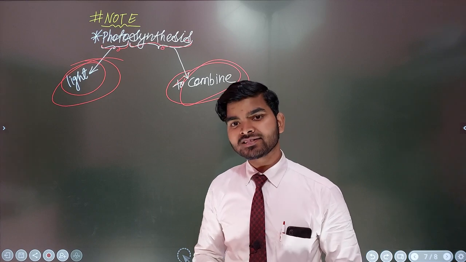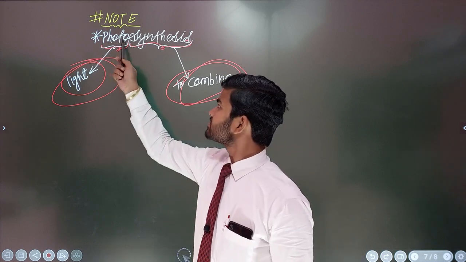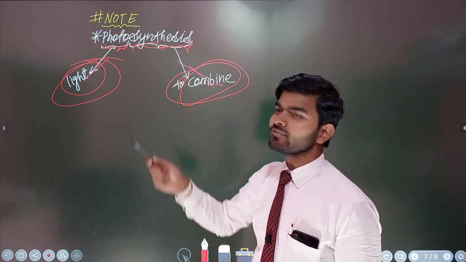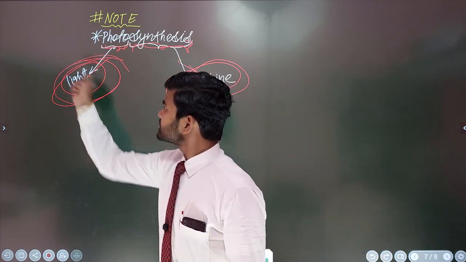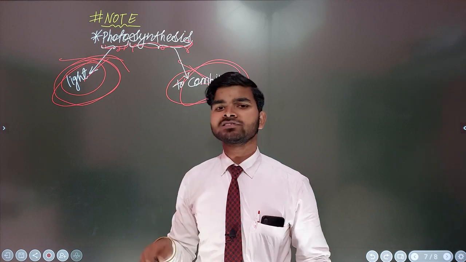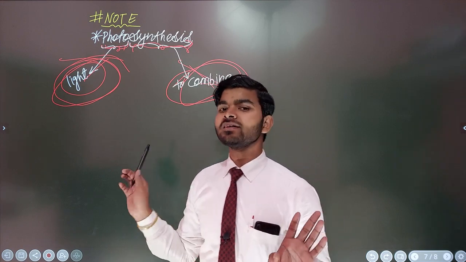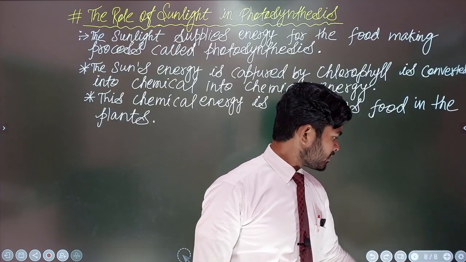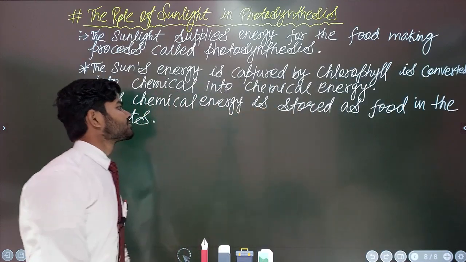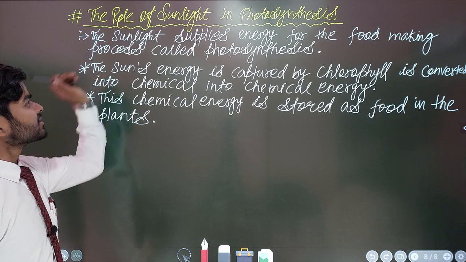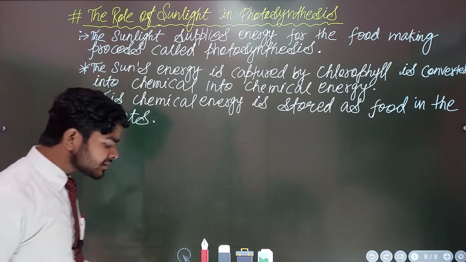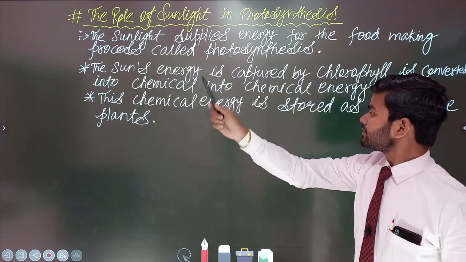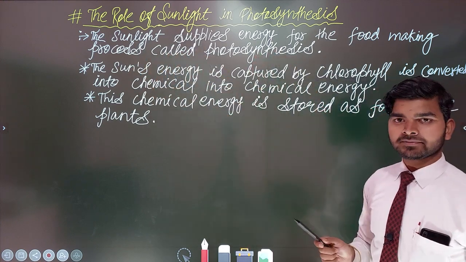Some people may ask you, so you can tell them photo means light, and synthesis means building food. So the process of making food using light energy is photosynthesis. Okay now? Let us talk about the next topic, and the name of the topic is the role of sunlight in photosynthesis.